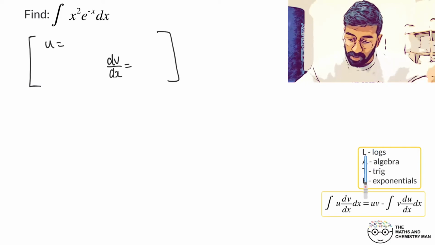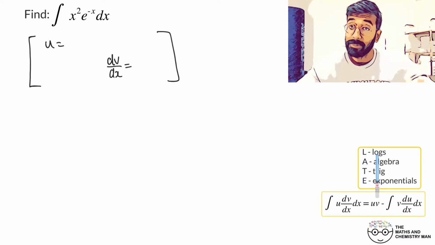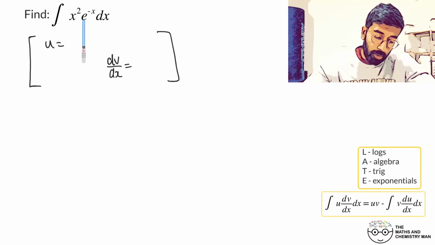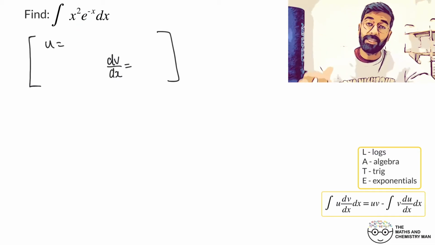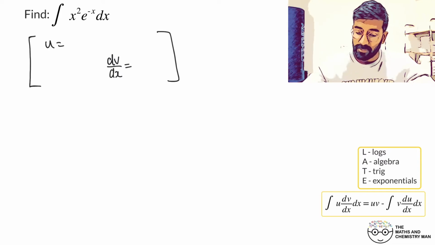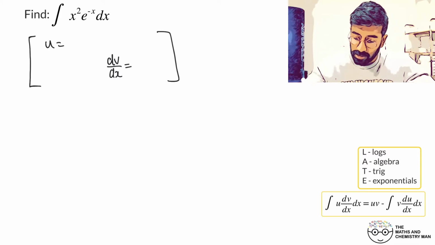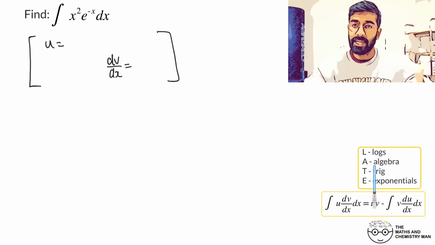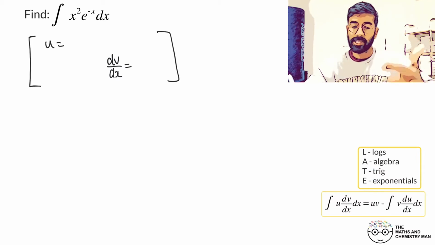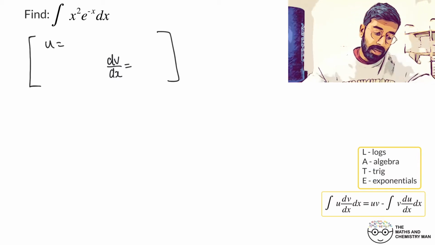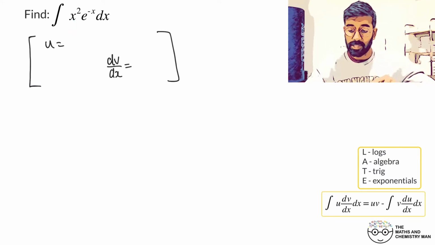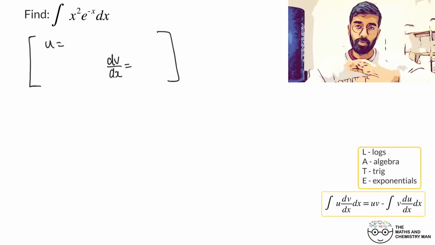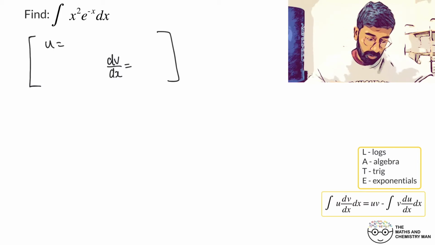So what does it stand for? It stands for logs first, right? What does that mean? That means within your integral, if you've got a log, an ln, something like that, you put that as u first, okay? If you do not have logs, don't have ln's, then you put the piece of algebra as u. So that's like x squared or x cubed or something like that, right? In our question here, that's x squared. So we're going to put that as u, okay? Exponentials is last on the list, so do not make that u for this question, okay?